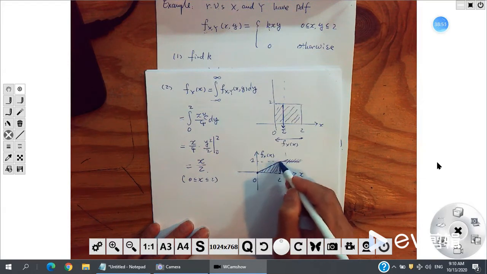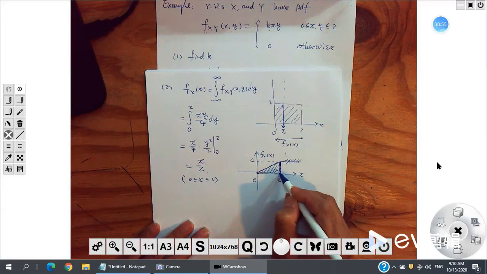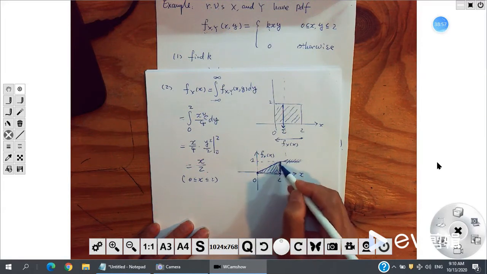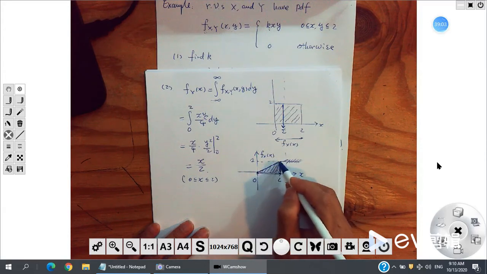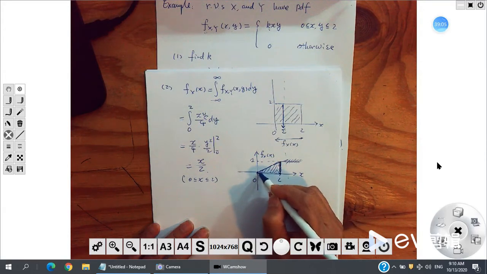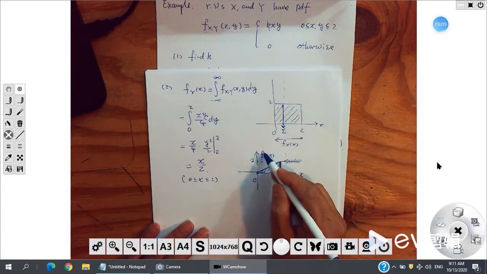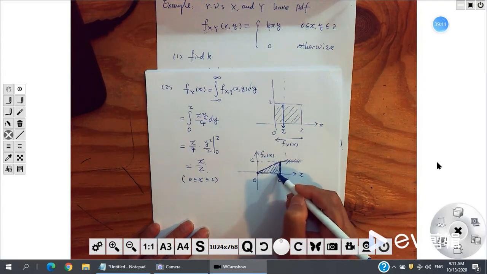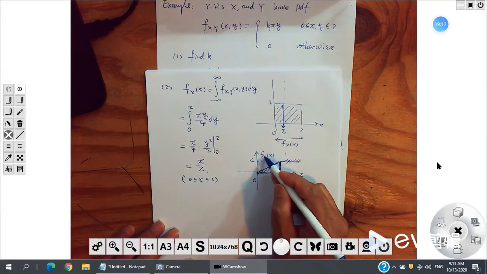The integral will be the area of this. The length of this bar is 2, and here it's 1, so the whole rectangle has area 2, and this is half of the rectangle, so it's 1. This area is 1, so if you do the integral, you will have 1. That's good. This is a valid density function for a single random variable x.